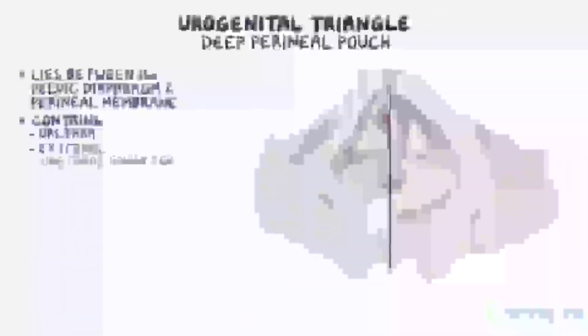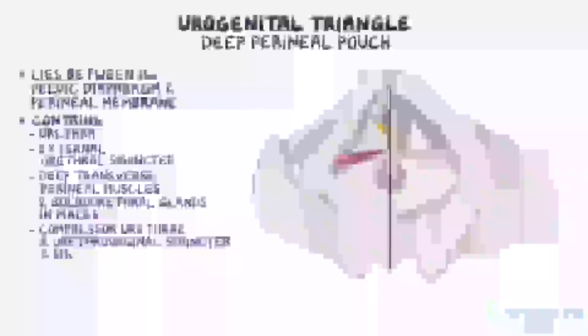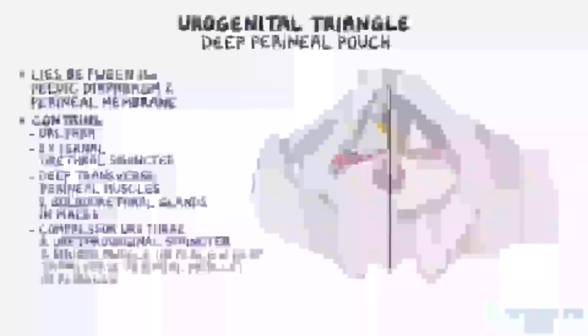The deep perineal pouch lies between the pelvic diaphragm and the perineal membrane. It contains the urethra and external urethral sphincter, as well as the deep transverse perineal muscles and bulbourethral glands in males, and the compressor urethrae, urethrovaginal sphincter, and smooth muscle in place of the deep transverse perineal muscle in females.